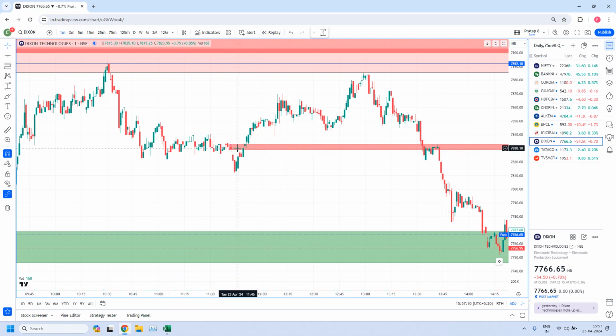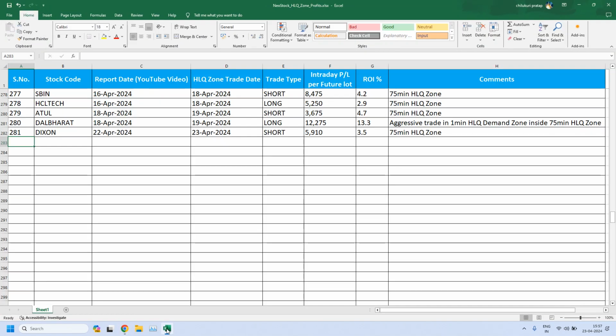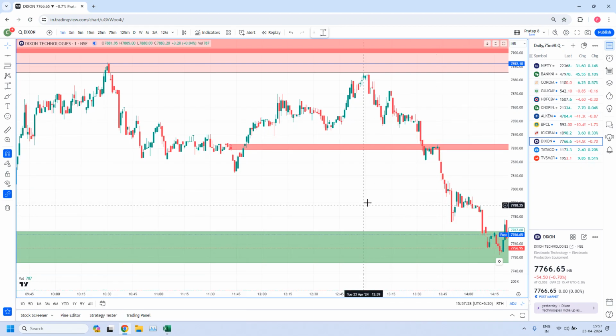So if you would have exited here, you would have got a profit of 5,910 rupees. This is the maximum. Not beyond that you can get. Which is 3.5% ROI as per one future's margin cost. So this is about the Dixon. Next one you will be having a learning. That is TVS Motors. Because prices entered here.